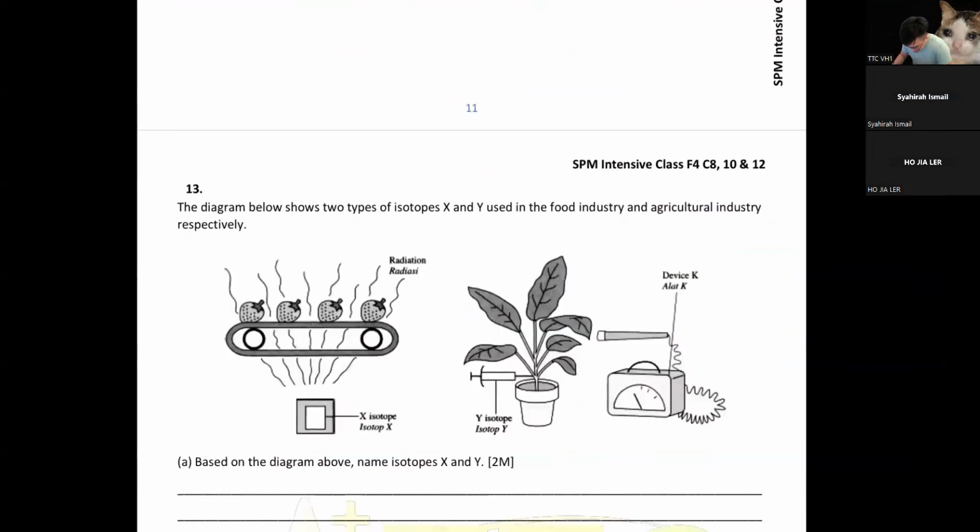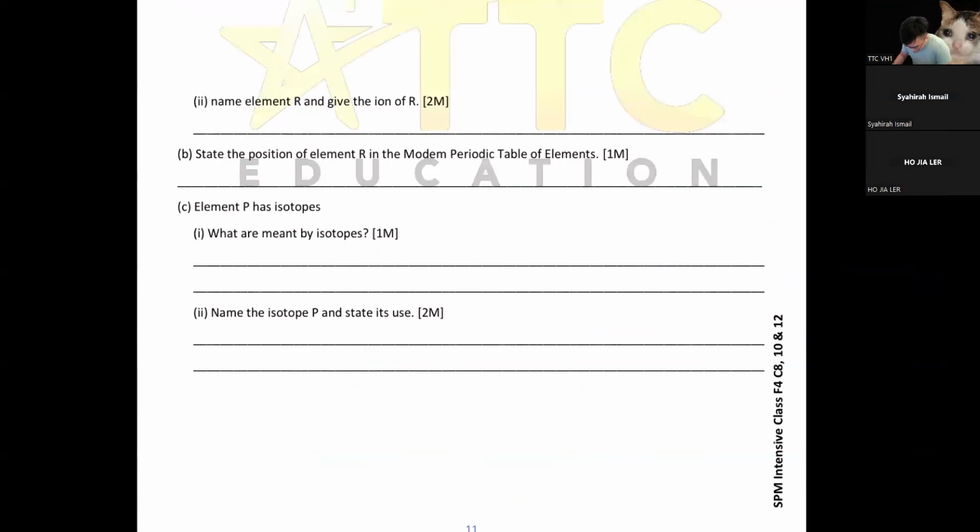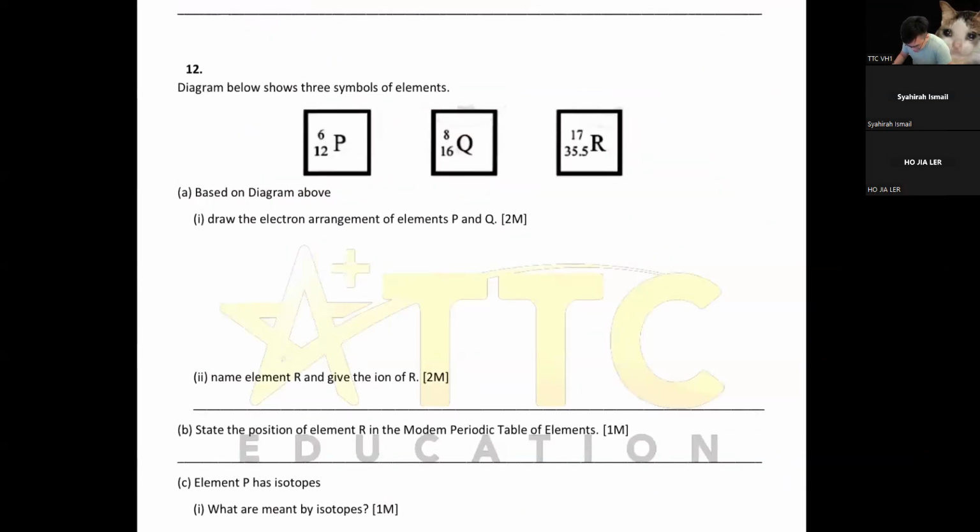Can you try 12? This is a bit tricky. This question is a bit hard. So why not you try 12? I'll give you 5 minutes. Okay, try now.